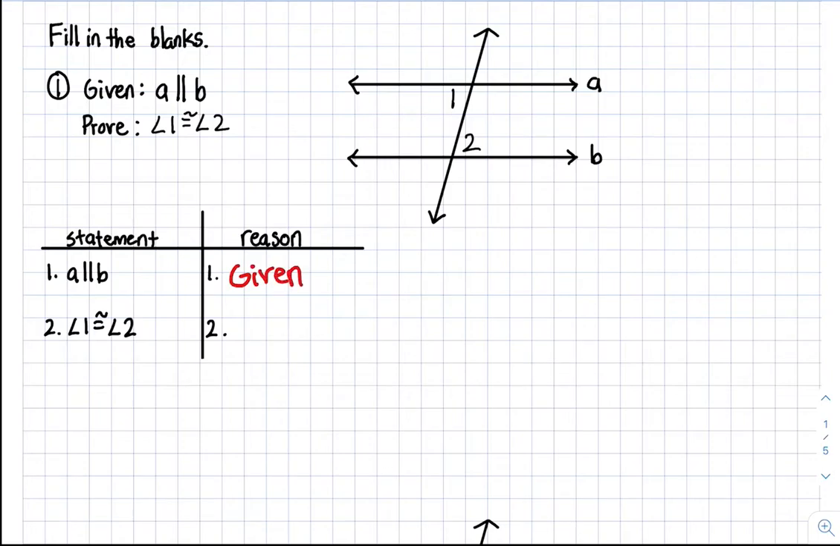Now for number 2, angle 1 is congruent to angle 2. Well, if we know A and B are parallel, and if you take a look at here, you guys, these are interior angles, right? And these are on different sides of the transversal. So we know that these are alternate interior angles. And in your notes, we wrote alternate interior angles are congruent. And that's because if we have parallel lines, then we know alternate interior angles are congruent.